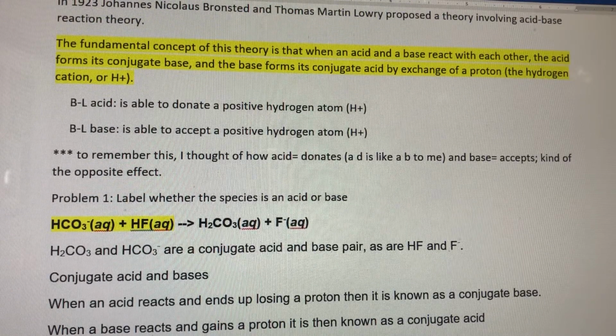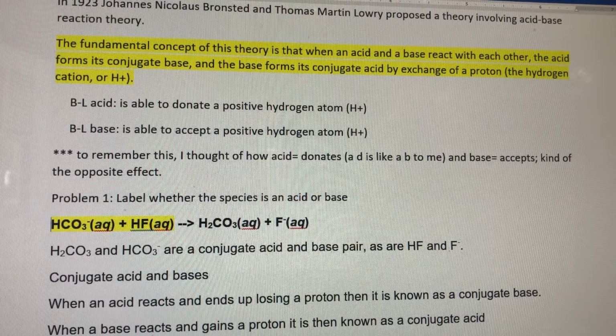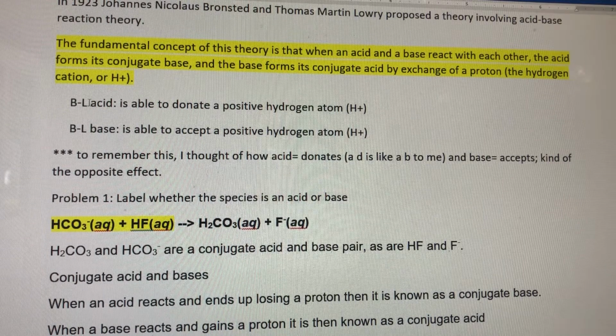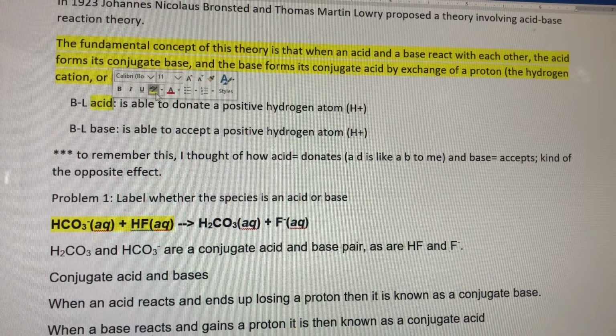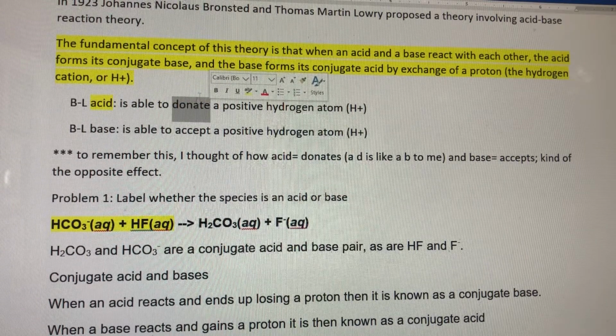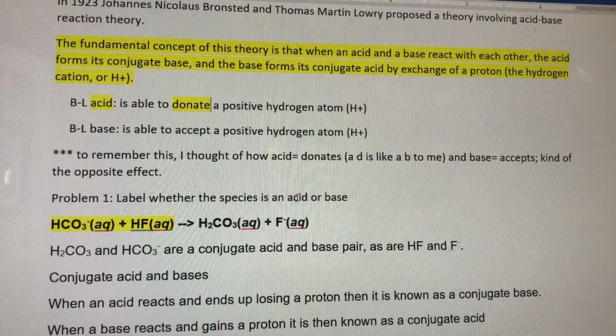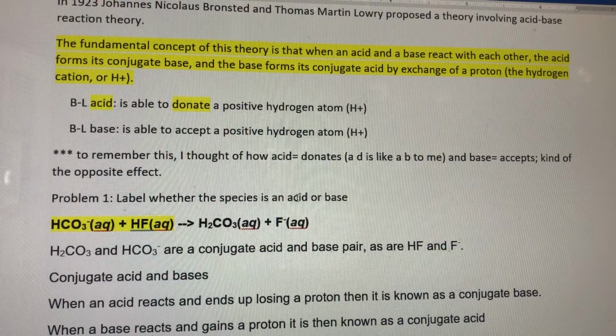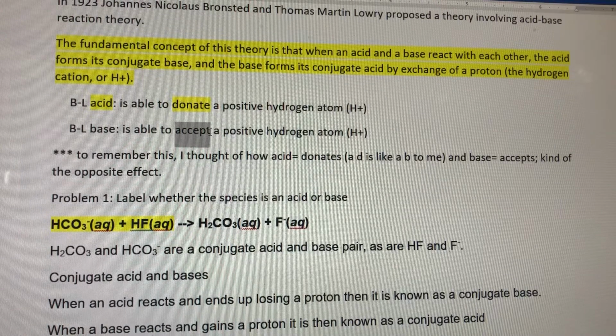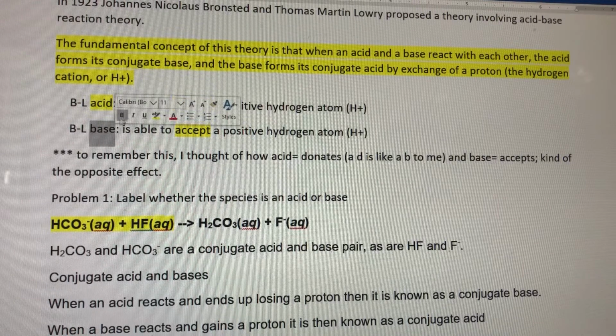Okay, so we're going to talk now about a Bronsted-Lowry acid. Right here is where it's at. I'm going to go ahead and try and highlight acid and then donates, and I'll tell you why in a minute. A Bronsted-Lowry acid is able to donate a positive hydrogen ion, whereas a Bronsted-Lowry base is able to accept a positive hydrogen ion. Atom, not ion. I'm going to highlight base and accept.